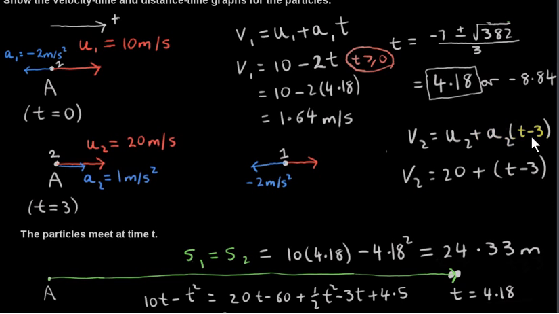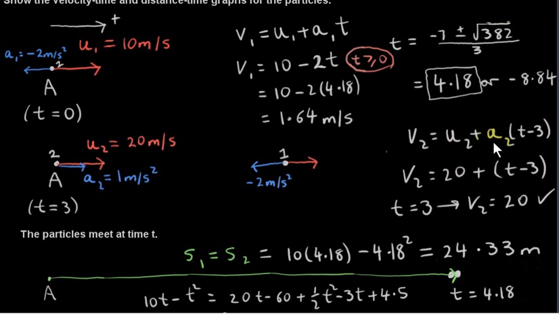So like before, when we were getting the distance of particle 2 from point A, we have to replace t with t minus 3. So this means that when particle 2 starts out from point A, at t equals 3, then v2 will be got by plugging 3 in for t. And of course we'll get 20 plus 3 minus 3, or 20 plus 0, which is 20. And this is what we want.